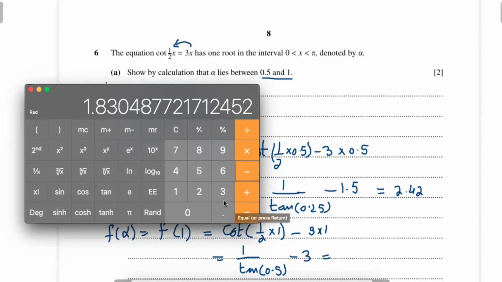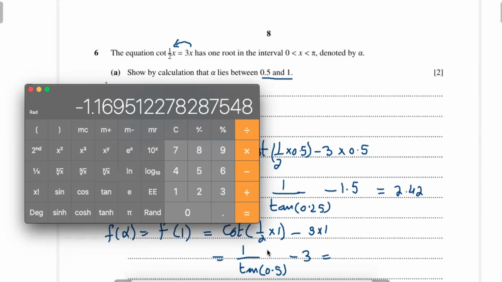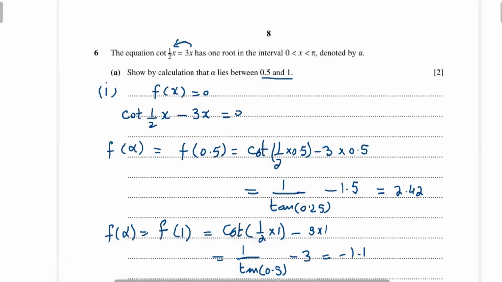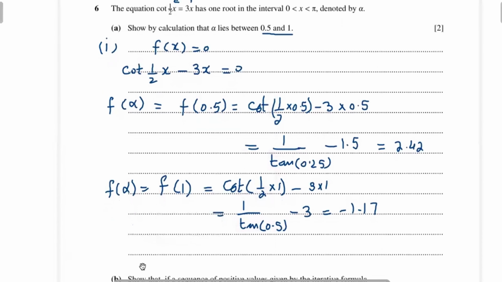1.83 minus 3 will be equal to minus 1.17. Now you see here the value of f of 0.5 is greater than 0 and f of 1 is less than 0. It shows that if the sign changes between these two values, the root will lie between 0.5 and 1.